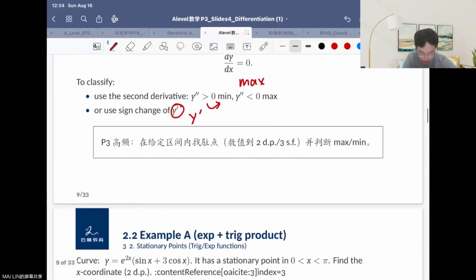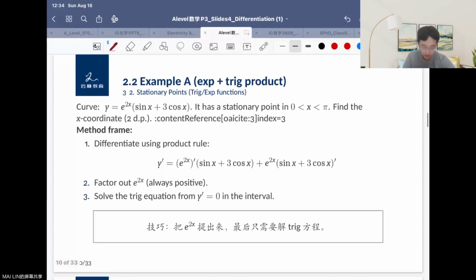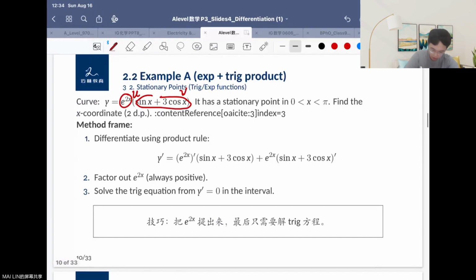For example, if you want to solve for y equals e power of 2x times (sine x plus 3 cosine x), which has a stationary point in the range 0 to 2 pi, you can first try to differentiate it. As we learned before, you can consider e power 2x as u and sine x plus 3 cos x as v.